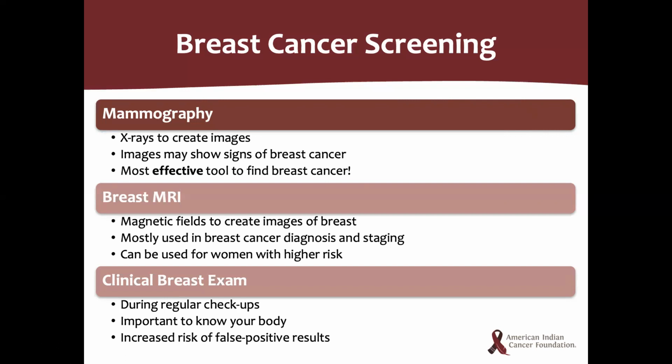Mammography uses x-rays to create images of the breast. A radiologist reads the mammograms and studies the images for signs of breast cancer. Mammograms are the most effective screening tool to find breast cancer. They can find cancer at an early stage when they're the smallest and chances of survival are the highest. Breast MRIs use magnetic fields to create an image of the breast. These are more invasive than mammography because a contrast agent is given through an IV before the procedure. These are mostly used in breast cancer diagnosis and staging for women with higher risk.